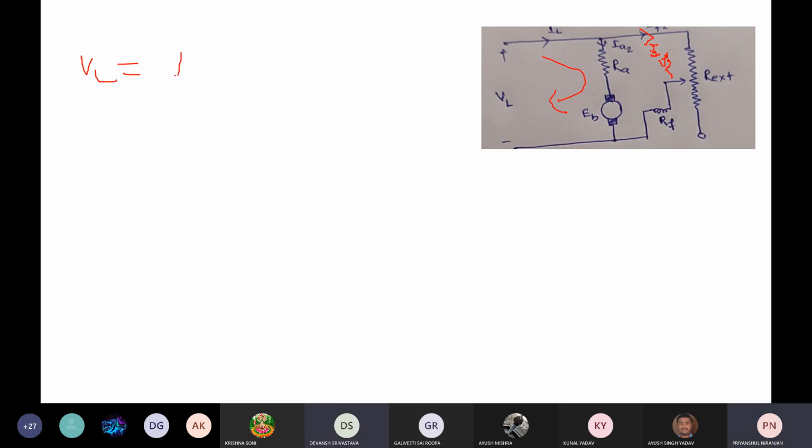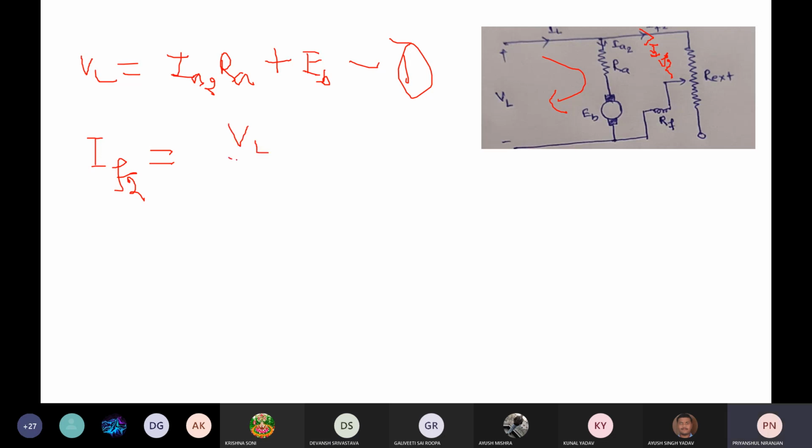Sir, IARA plus EB, sir. IARA plus EB. Very good. So the first equation is this one. And IF2, tell me, IF2. VL by RF plus R external, sir. VL upon RF plus R external. Okay.